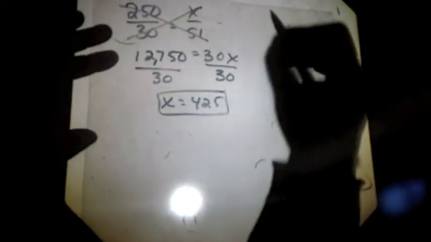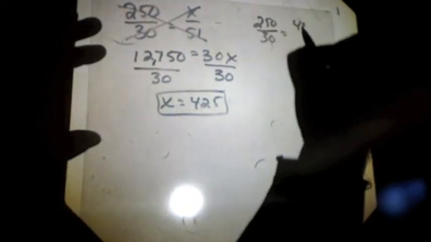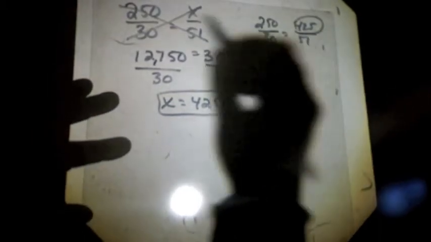And then you would actually write it, so 250 over 30 equals 425 over 51. Okay, and that's how it solves. So you're just solving for what the value of x is again. All right, let me try an easier one here.